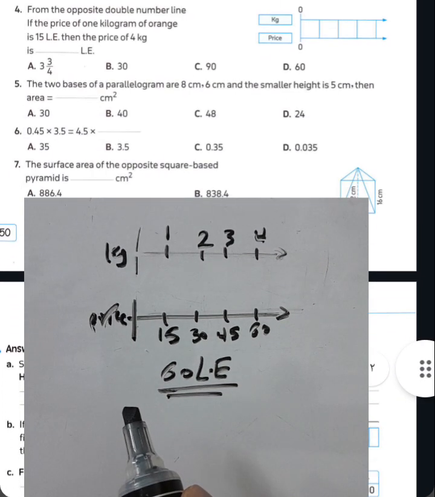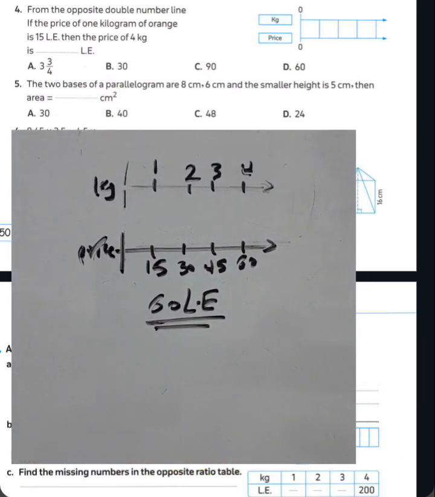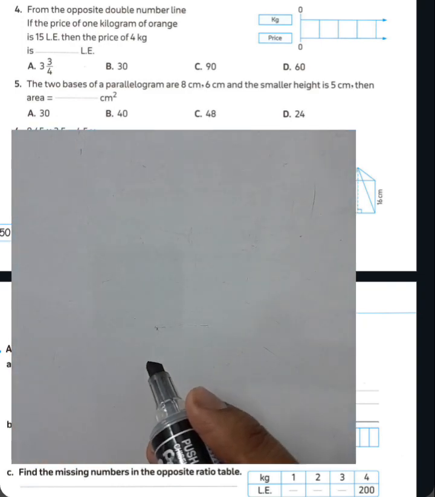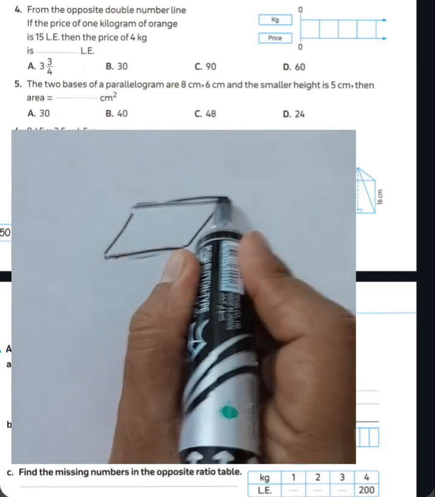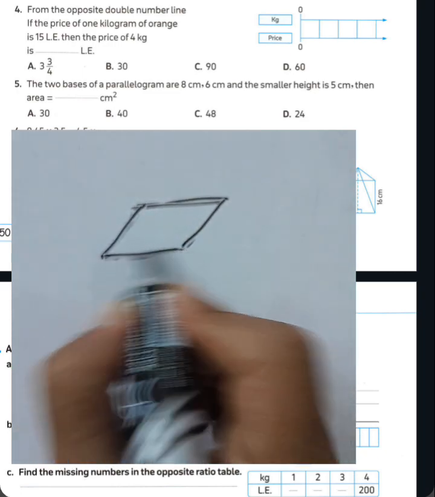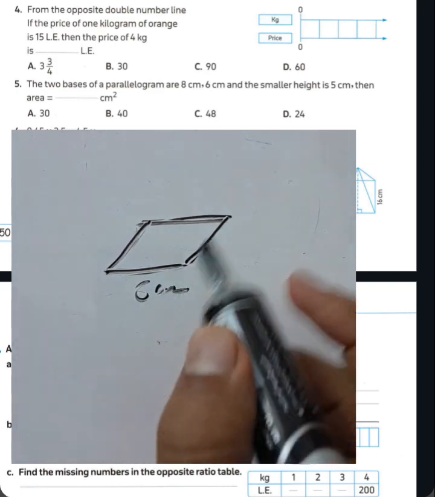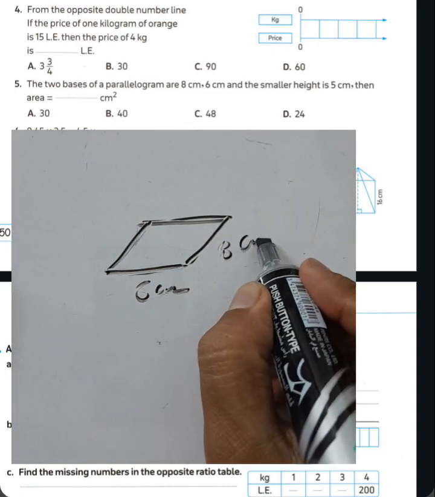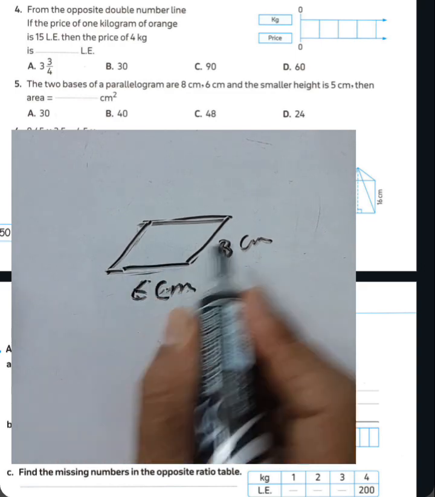Question number 5. The two bases of a parallelogram are 8 centimeters and 6 centimeters, and the smaller height is 5 centimeters. Then the area will be what? We have two bases, the smaller base and the greater base. The smaller base is 6 and the greater base is 8 centimeters.